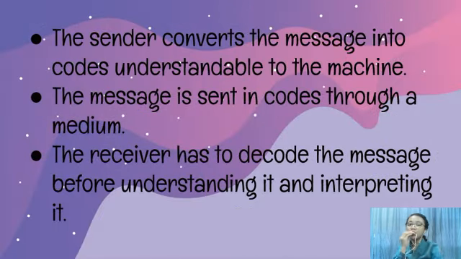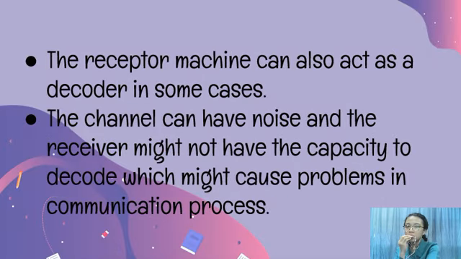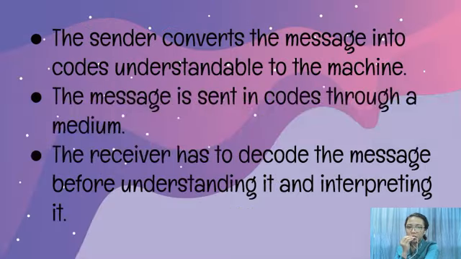Also po, the sender converts the message into codes understandable to the machine. The message is sent in codes through a medium. The receiver has to decode the message before understanding it and interpreting it. The receptor machine can also act as a decoder in some cases. And last, the channel can have noise and the receiver might not have the capacity to decode, which might cause problems in communication process. Okay, I will explain it to you po.